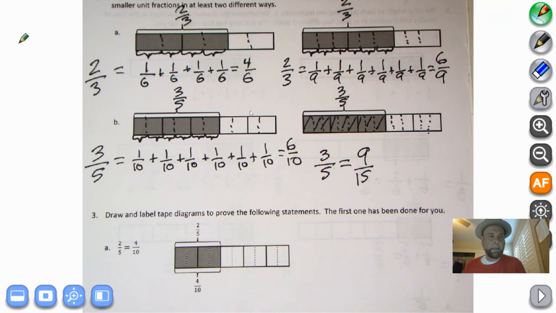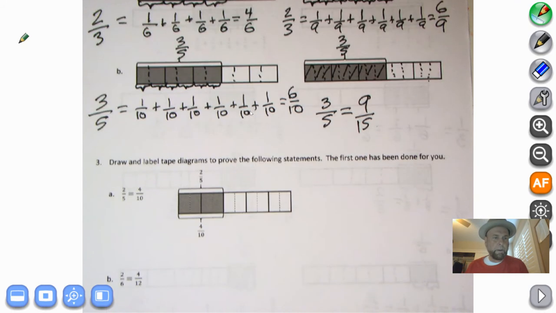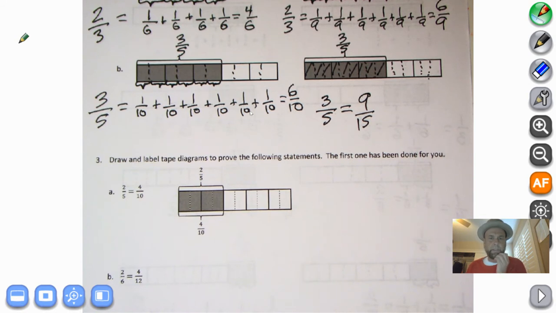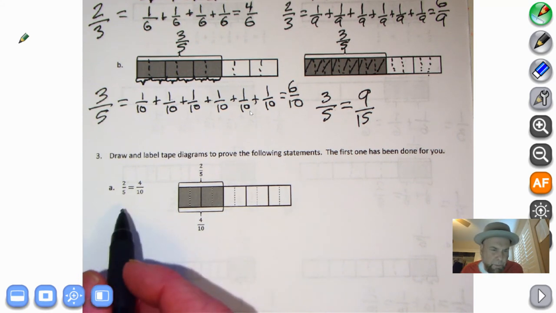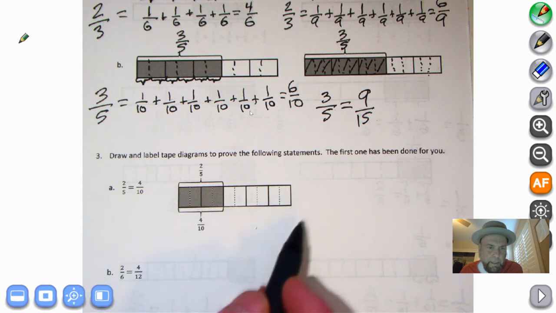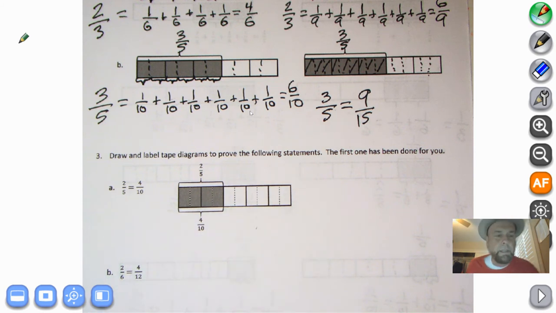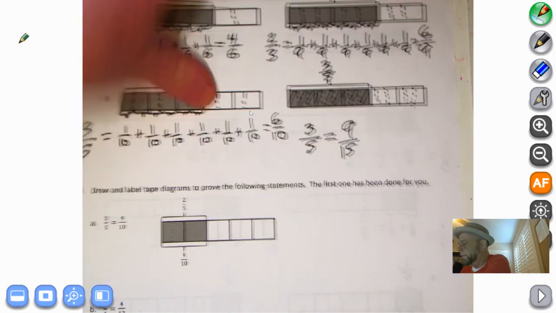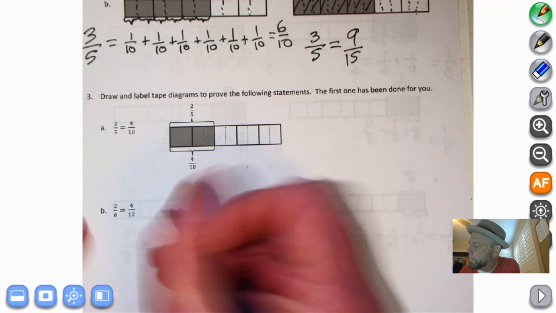And you know what? Let's take a look at this one. Okay, draw and label tape diagrams to prove the following statements. The first one has been done for you. Aren't they nice? So we can see that 2/5 equals 4/10. You take the 2/5, cut them in half, and then they became 4 out of 10. Simple as can be, right? But now let's look at our next one. This one I can make nice and big and use fun colors. We have 2/6, and we're going to turn that into 4/12, okay?